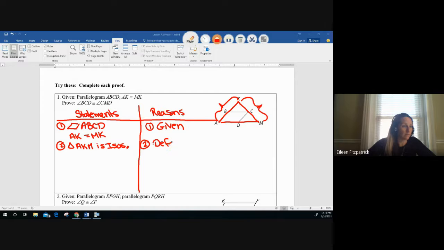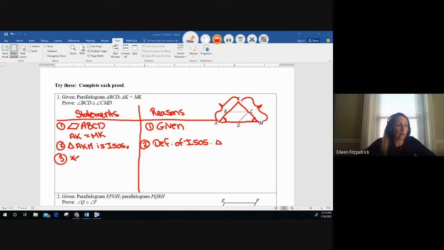Definition of isosceles triangle. Now that's going to help me introduce angle M into the proof. Okay, if that's an isosceles triangle, what do you know about the base angles, angle M and angle A? What do you know about them? You know that they're congruent because base angles of an isosceles triangle are congruent.